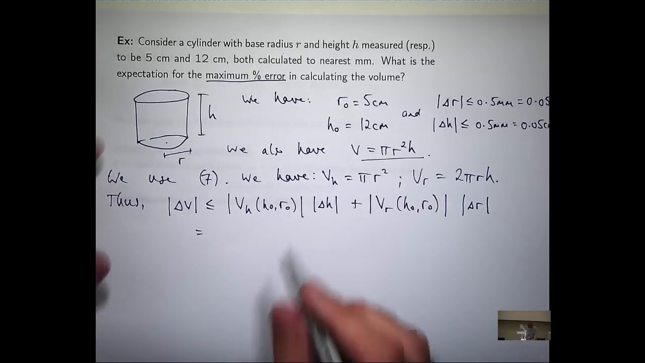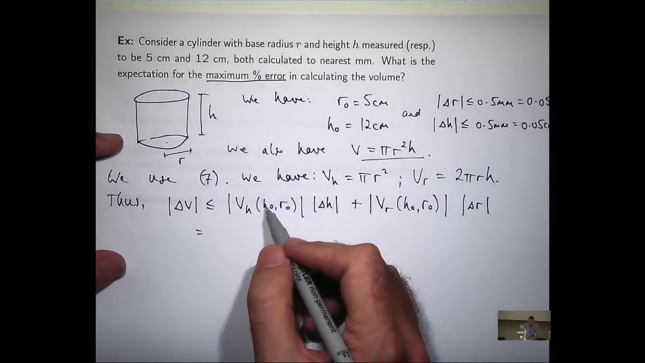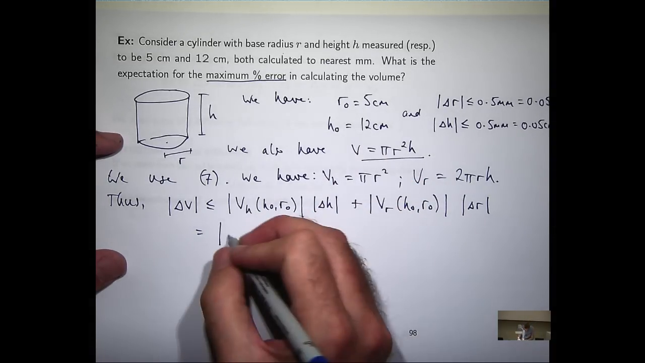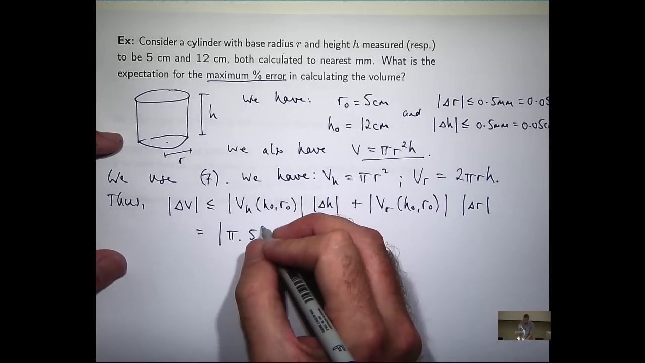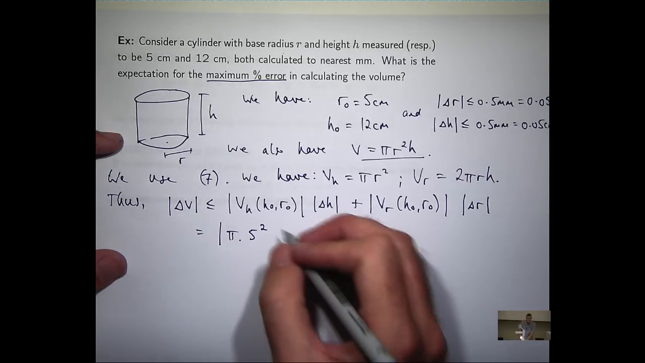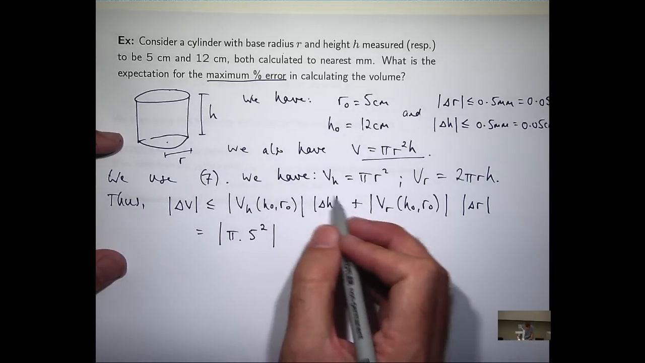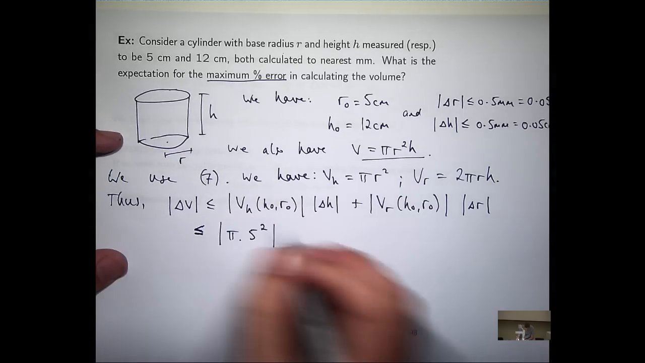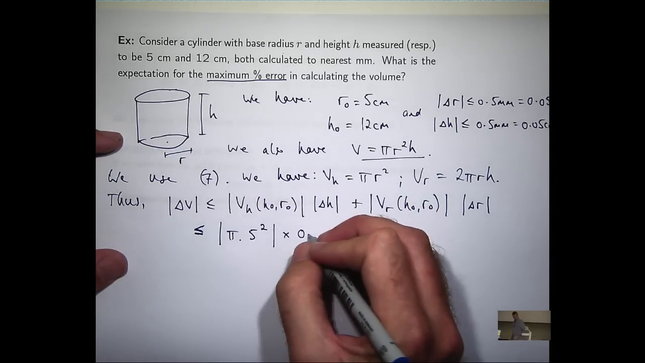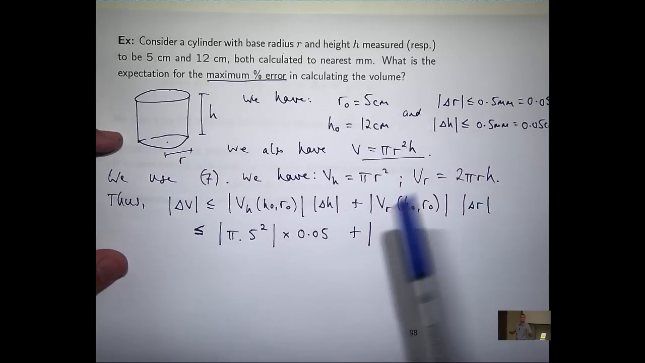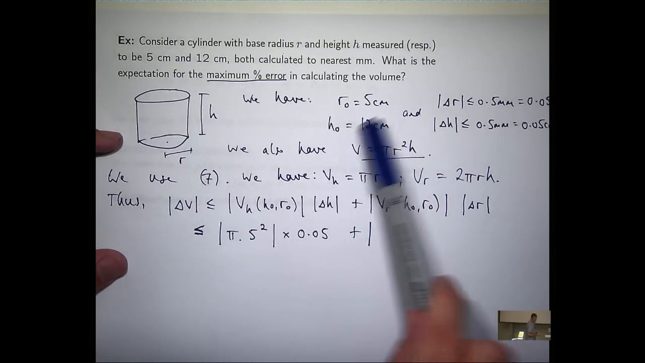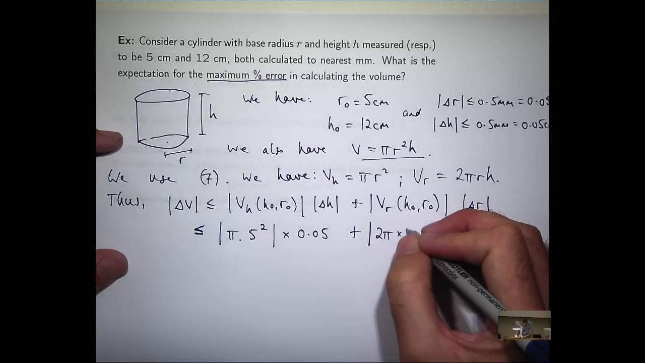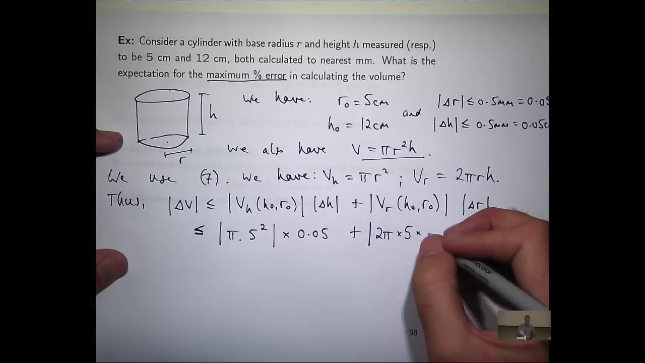So this, when h0 equals 12 and r0 equals 5, we're going to get pi times 5 squared. Now, delta h is less than or equal to 0.05. So I'm going to change that to a less than or equals to, because I want to put that in now. And this, we just evaluate at our point of interest. So R0's 5, H0's 12.